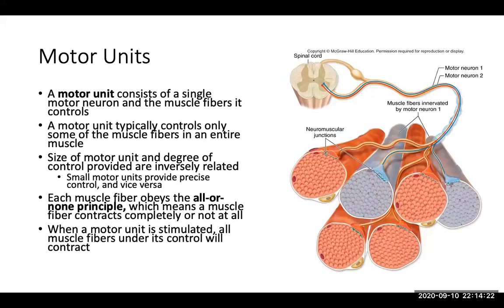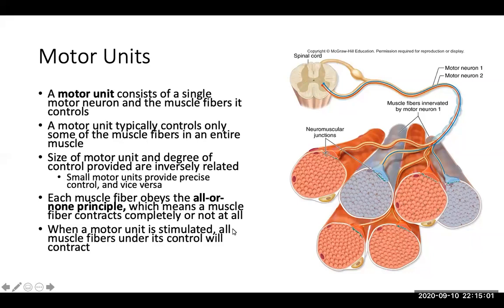A motor unit consists of a single motor neuron and the muscle fibers it controls. A motor unit typically controls only some of the muscle fibers in an entire muscle, and the size of the motor unit and degree of control are inversely related. What this means is that small motor units provide very precise control, and large motor units provide not as specific or precise control. So you'll have a lot of small motor units in your fingers and in the muscles of your eyes, and not as many in the muscles of the back or the neck.